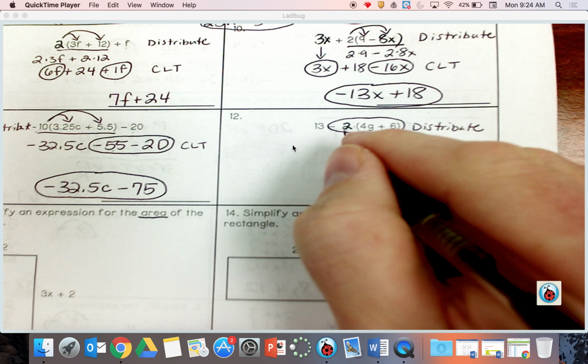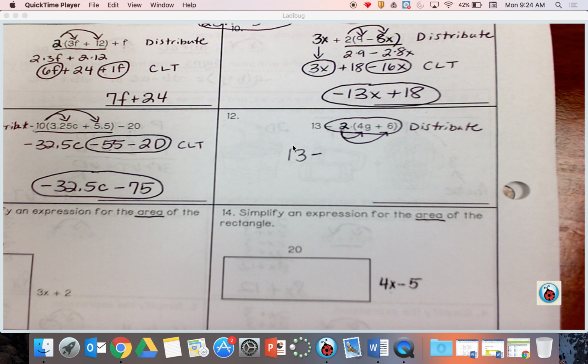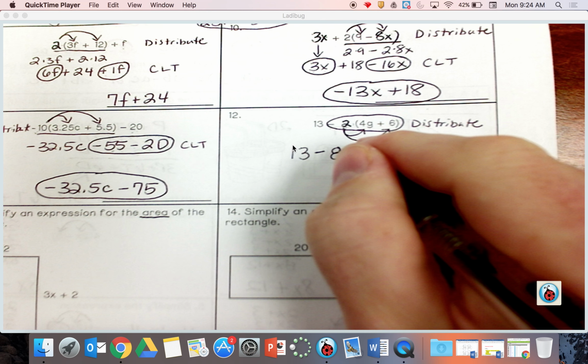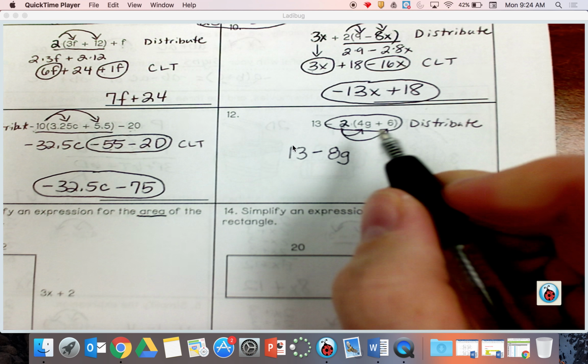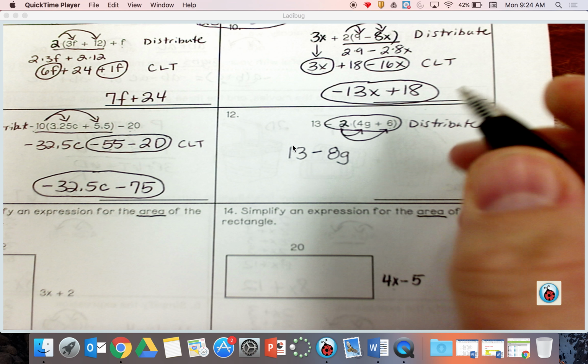So let's show some work here. I'm going to have my 13. He's by himself, nothing happens to him. I do negative 2 times 4, which gives me negative 8g. Negative 2 times 6 is going to give me negative 12.